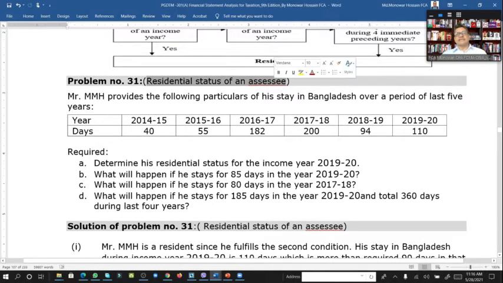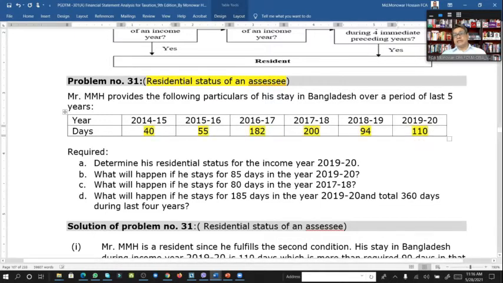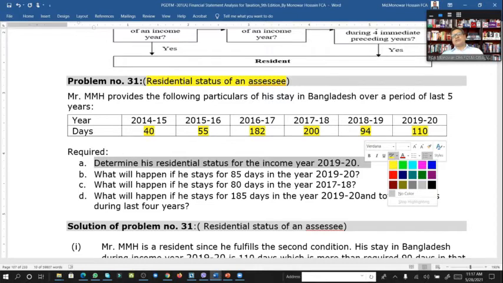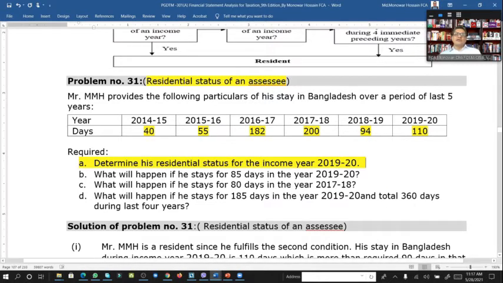Residential status of an assessee. One person provides the following particulars of his stay in Bangladesh over a period of the last 5 years. In the year 14-15, he was 14 days in our country. In the same way, in the year 19-20, the last year, he was 110 days. So determine the residential status for the income year 19-20. In 19-20, we have to calculate whether the person is resident or not.